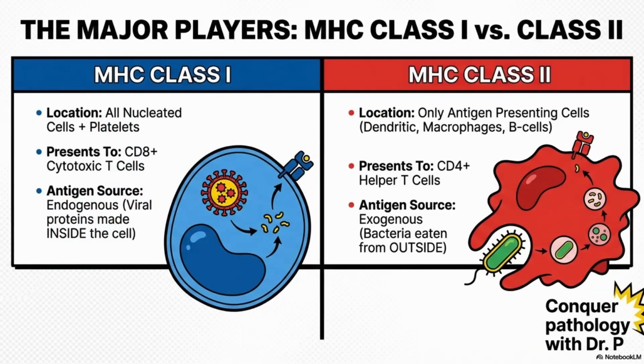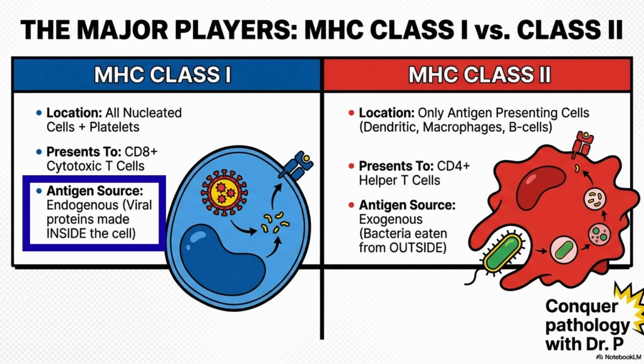We have two major players guarding the gates, MHC class 1 and MHC class 2. Let's break down their patrol routes. MHC class 1 is found on all nucleated cells plus platelets. It presents to CD8+ cytotoxic T cells. The antigen source is endogenous. These are proteins made inside the cell, like viral proteins.